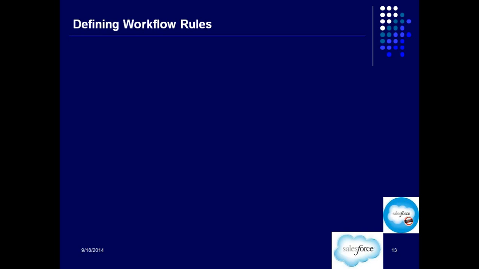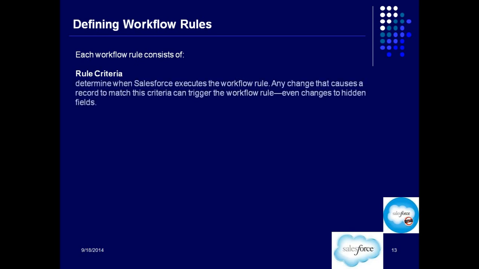So here we go about the workflow rule defining. Each workflow rule consists of a rule criteria. So you have to define the rule criteria, whatever it is. It determines when Salesforce executes the workflow rule. Any change that causes a record to match this criteria can trigger the workflow rule, right? So rule criteria is basically the criteria when the rule should be executed. Evaluation criteria determines when the workflow should be evaluated. Okay. So one is the rule, one is the evaluation.